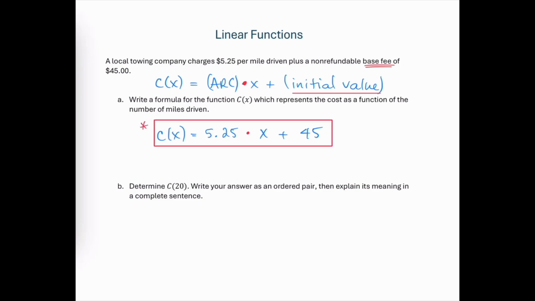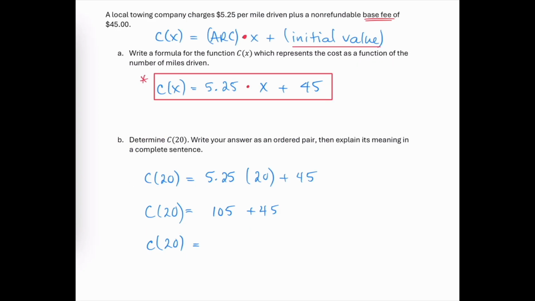So now in part B, we're going to use this cost function to determine the quantity C evaluated at 20, which means that we copy down our cost function and plug in 20 for the x variable. So then we evaluate. $5.25 times 20 is equal to 105 plus the initial fee of $45. And then 105 plus 45 is 150.